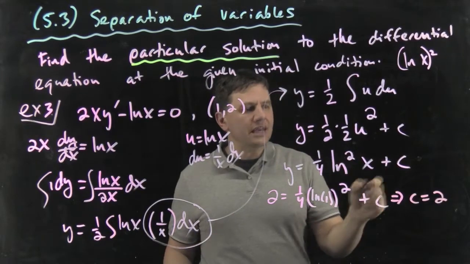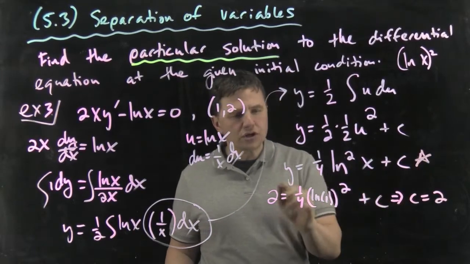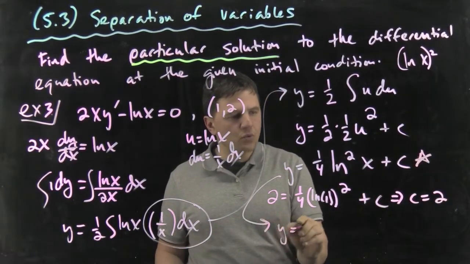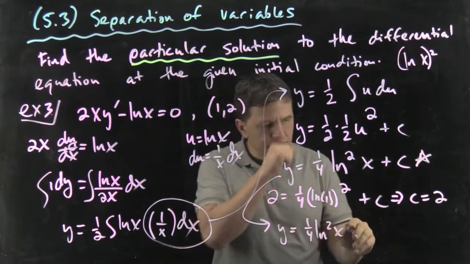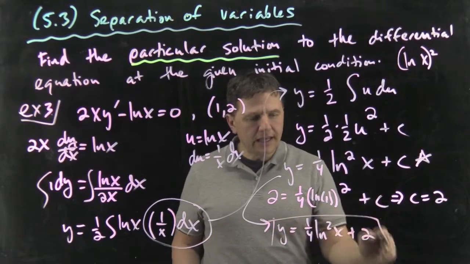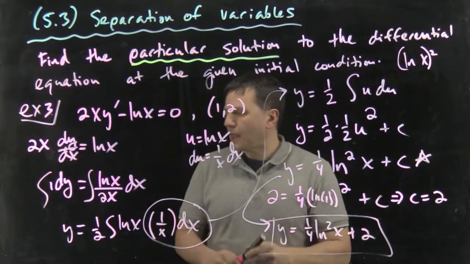So now we put it all together. So this is our general solution. Our solution particular to the point is y equals 1/4 ln squared x plus 2. And that is my particular solution. All right.